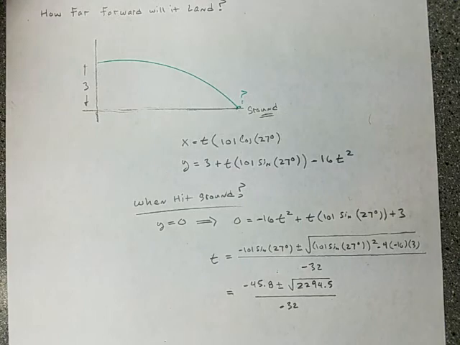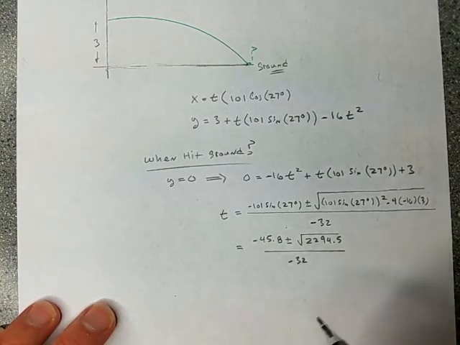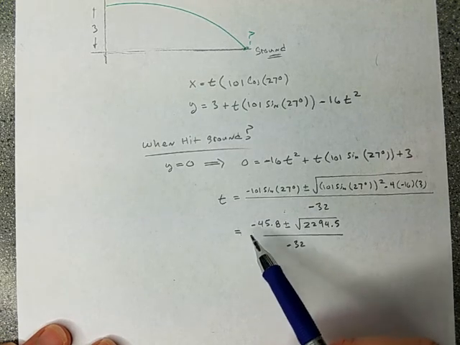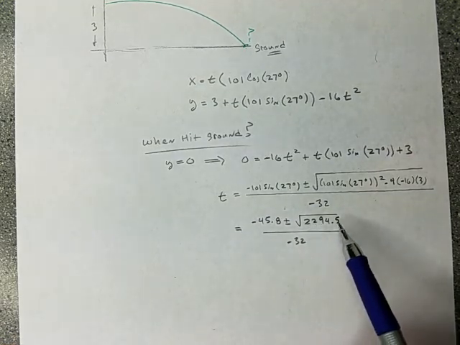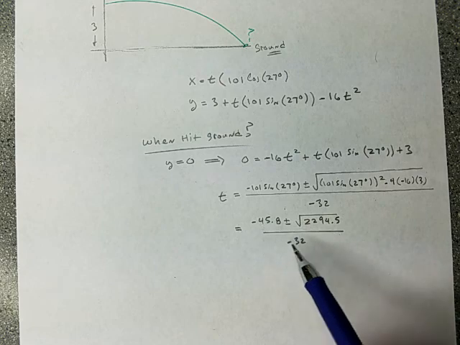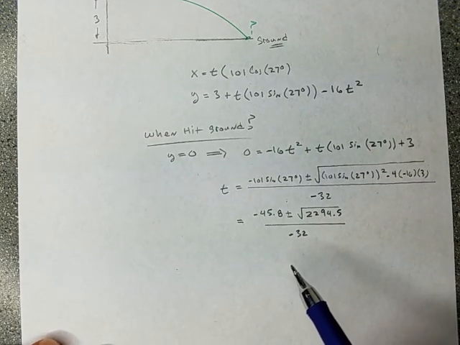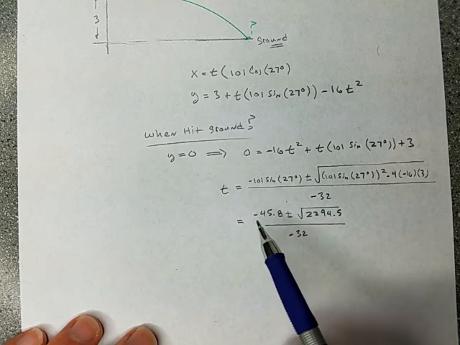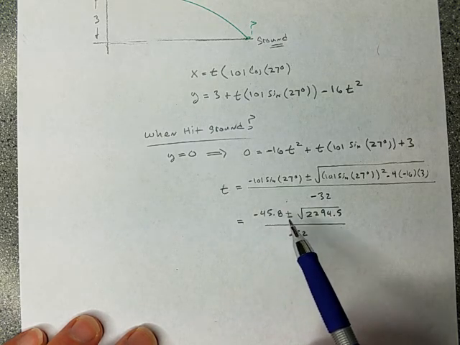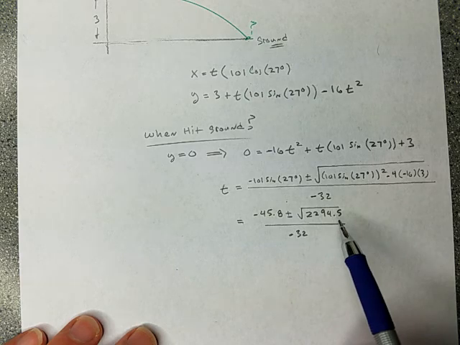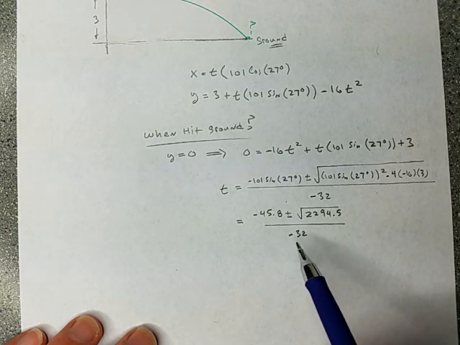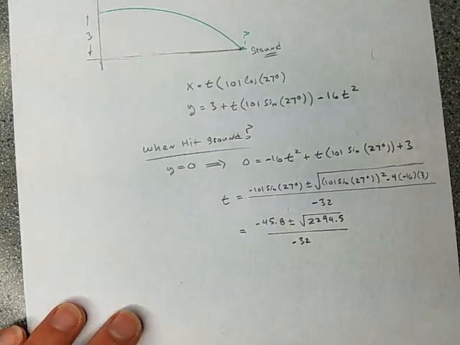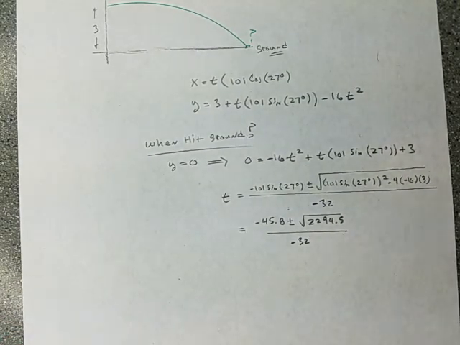If we do a little math, then we get this, and I've done some rounding with those numbers. So at this point it's only approximate, but we could perhaps store those on our calculator if we needed more accuracy. As far as my solution to this, it's going to be the negative 45.8 minus root 22.94 over negative 32. Because that would be a negative over a negative, it's going to give me a positive value for t.